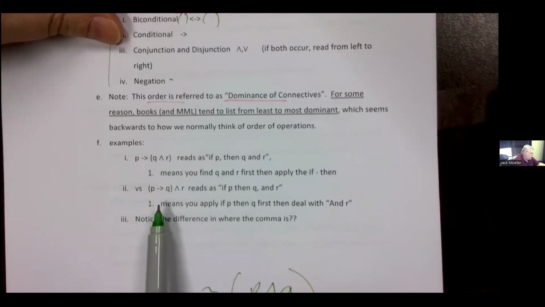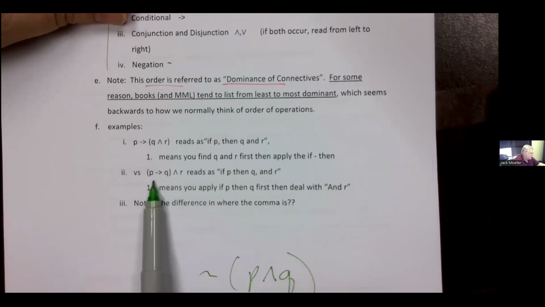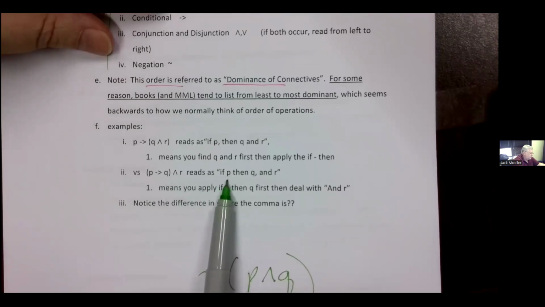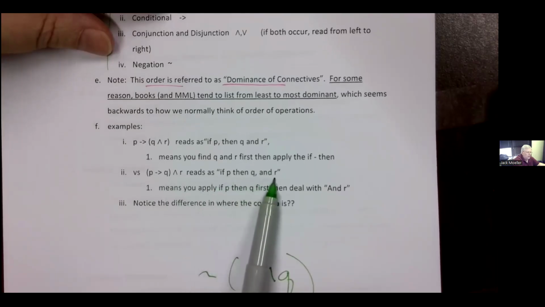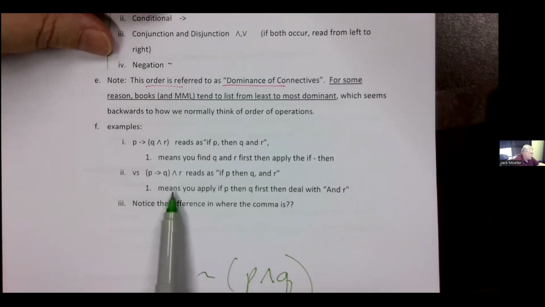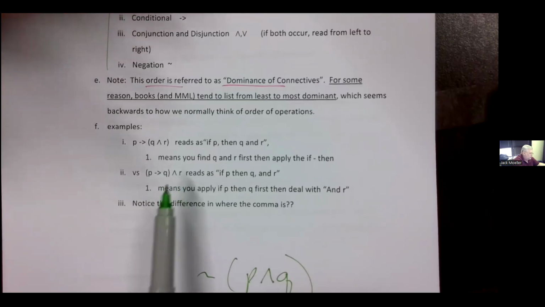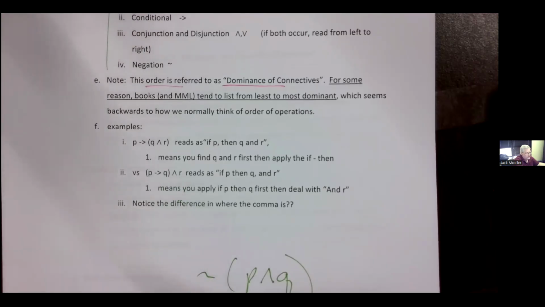Okay. However, if we put parentheses around the if-then, so if P then Q, parentheses, and R, this is read: if P then Q, comma, and R. What this means is you apply the if-then first, because it's inside parentheses, then you deal with the and. So, as always, deal inside parentheses first.